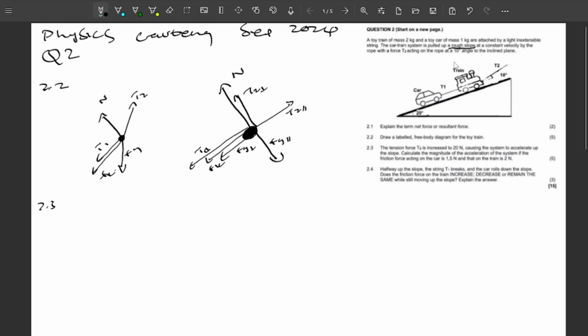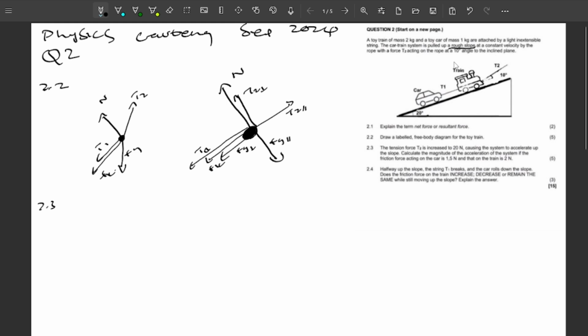Now 2.3, they say the tension force T2 is increased to 20 newtons, causing the system to accelerate up the slope. Calculate the magnitude of the acceleration of the system if the friction force acting on the car is 1.5 newtons and that on the train it's 2 newtons. Thank Lord they didn't give us the coefficient, because the majority of students usually struggle with that when it comes to using their coefficient, but it's okay. I'm here for you guys.